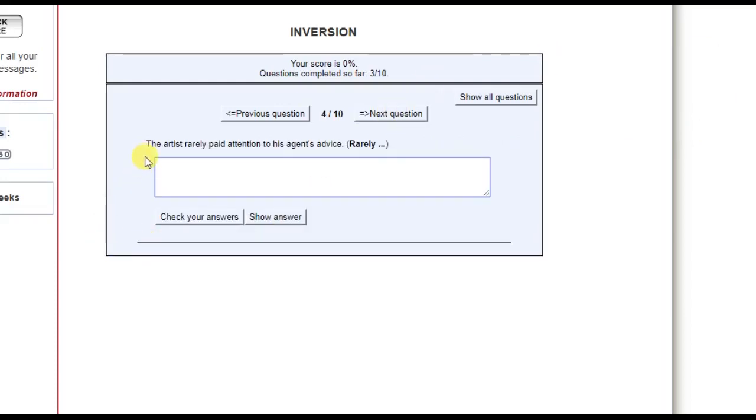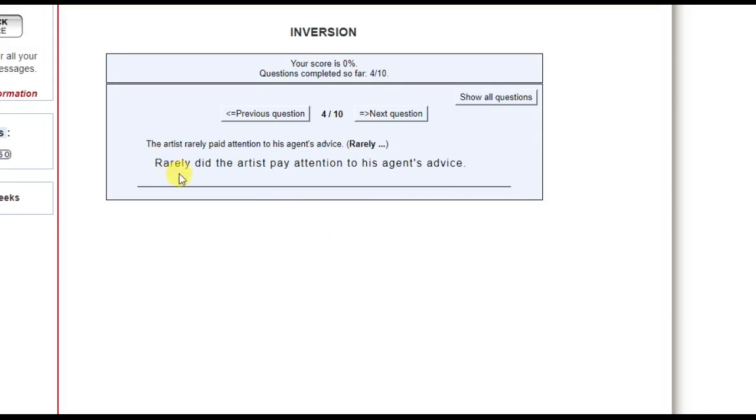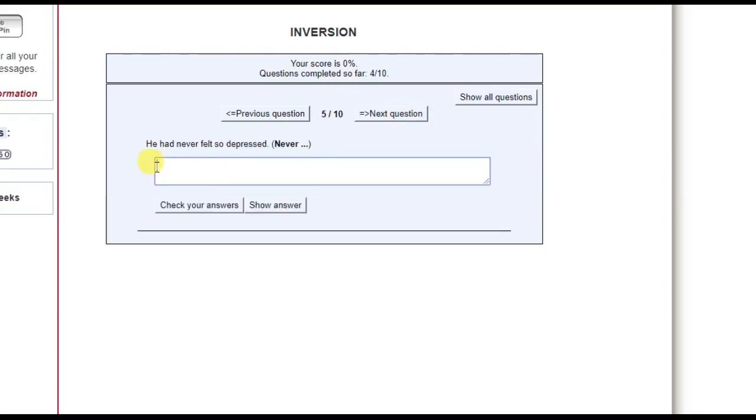The artist rarely paid attention to his agent's advice. So the hint is, rarely, artist, it begins with these words. Okay, check yourself. Rarely did the artist pay attention to his agent's advice. Okay, the last question for us is, he had never felt so depressed. It begins with never. Never had he felt so depressed.